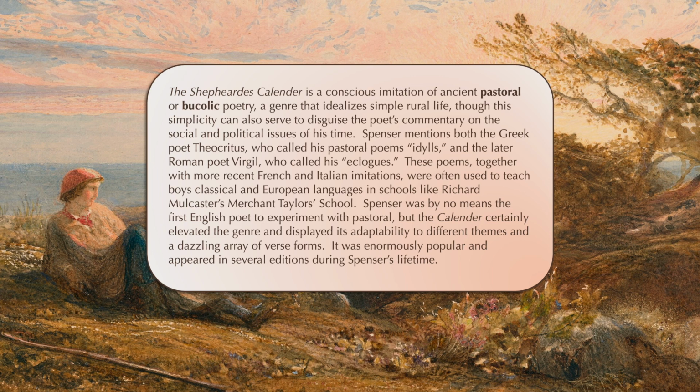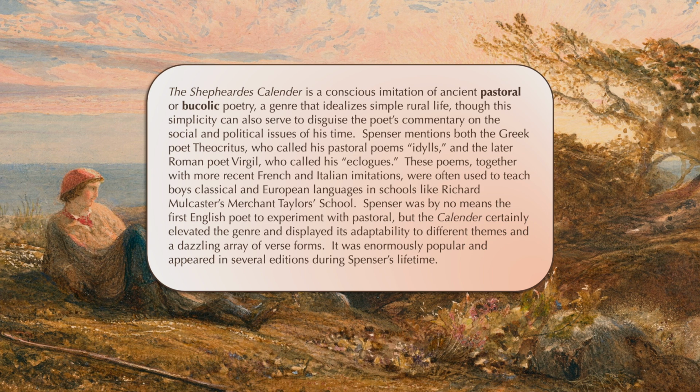So the Shepheardes Calendar is a conscious imitation of ancient pastoral or sometimes bucolic poetry. Those terms are used synonymously. This is a genre that idealizes simple rural life, though this simplicity often serves to disguise the poet's commentary on social and political issues. Certainly true of Virgil, and many would argue true of Spenser as well.